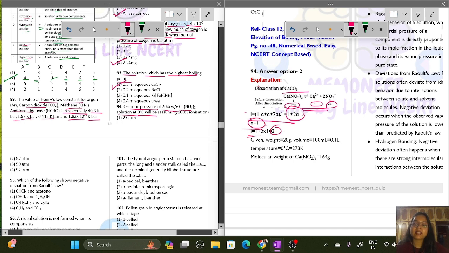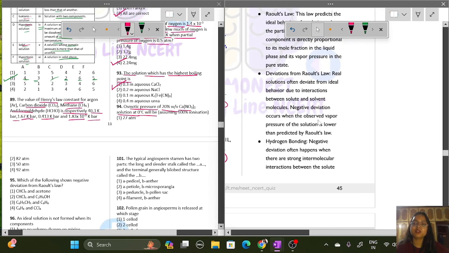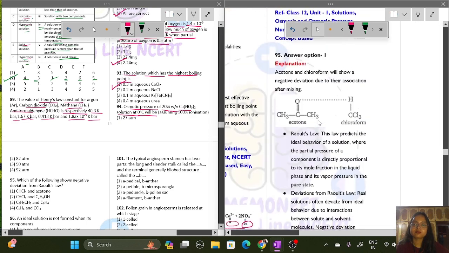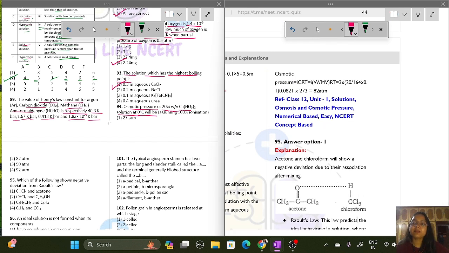So what is i here? The given weight is 20, volume is 0.1, temperature is also given, and the molecular weight of Ca(NO3)2 we have calculated as 164 gram. So the osmotic pressure value we can easily calculate. It comes out to be 82 atm. 82 atm, option number 2.